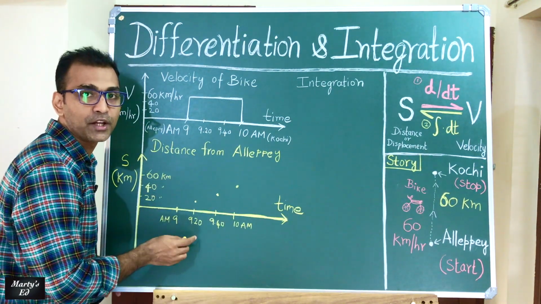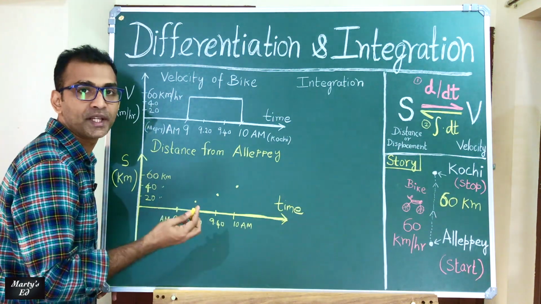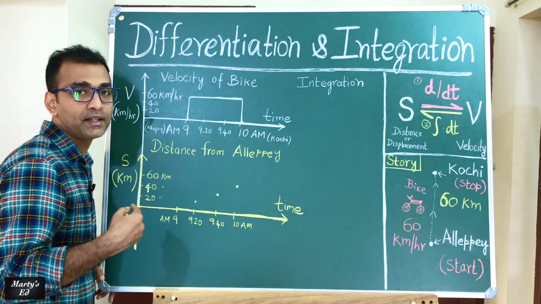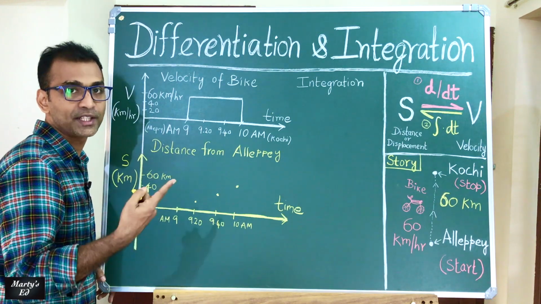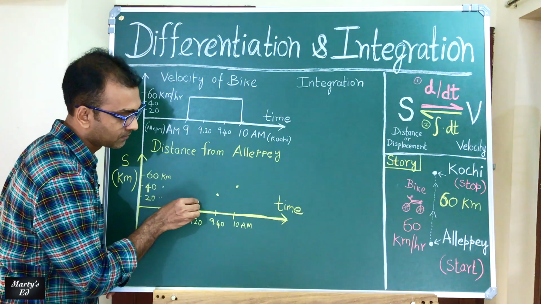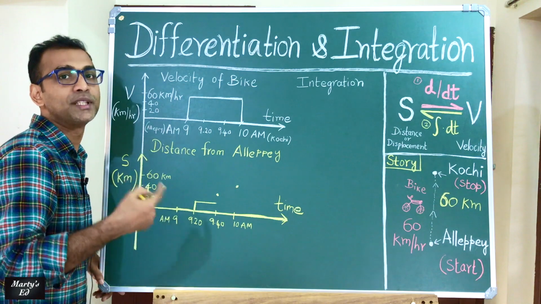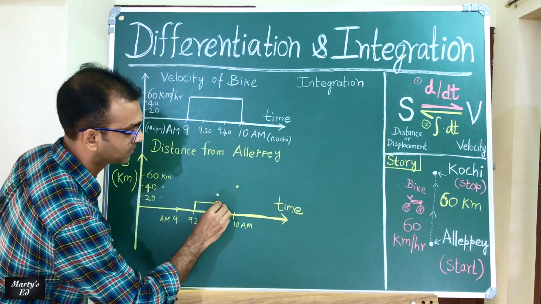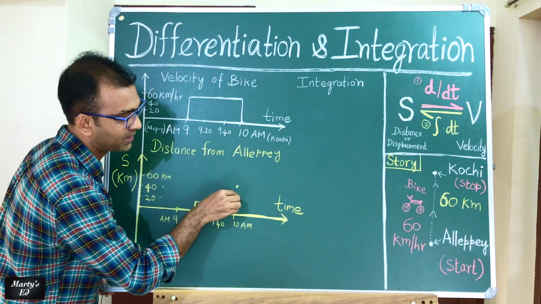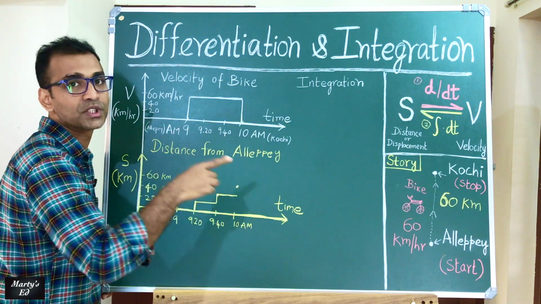From 9 to 9:20, at 9 it is 0. Till 9:20, I am not taking any reading, so it is going to be 0. At 9:20, my friend tells me that we have covered 20 kilometers and it is going to remain till 9:40. And at 9:40, my friend tells me that we have covered 40 kilometers, and therefore it is going to remain here. And at 10 a.m., we would have reached Kochi, which is 60 kilometers.